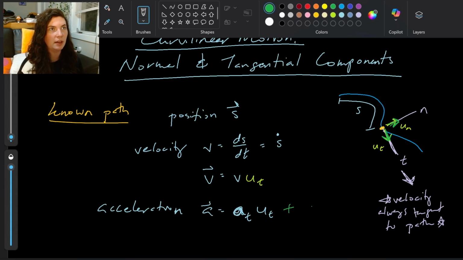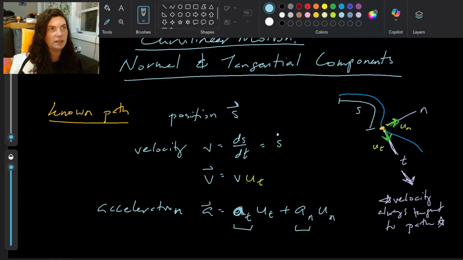Plus our acceleration in the normal direction, along the normal axis, times the unit vector of the normal direction. Right, so what are these terms? These are new to us.